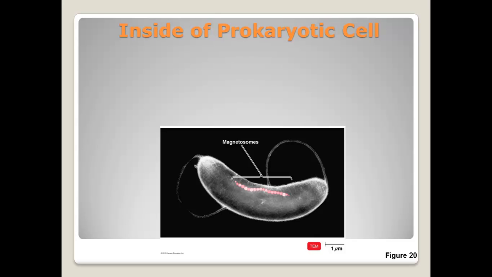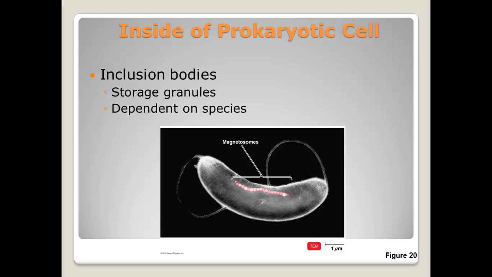Bacteria can have within their cytoplasm a variety of small bodies collectively referred to as inclusion bodies. Some are called granules, others are called vesicles. Inclusion bodies are storage granules that hold the cell's reserve supplies of nutrients. Inclusion bodies vary from species to species.